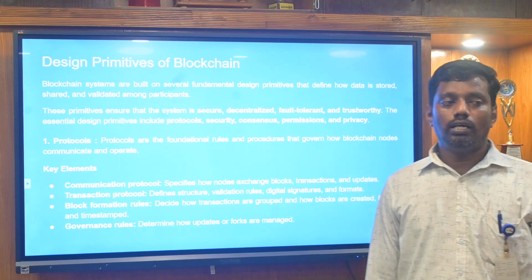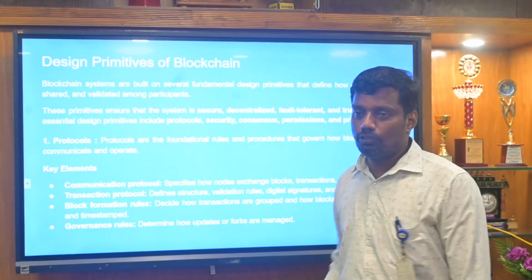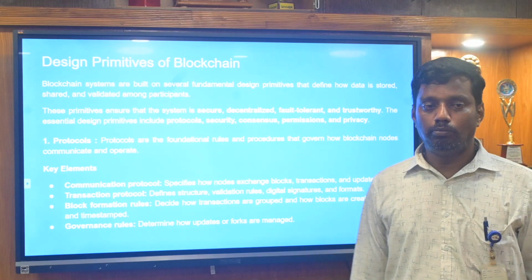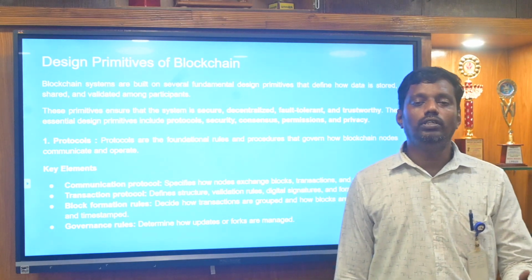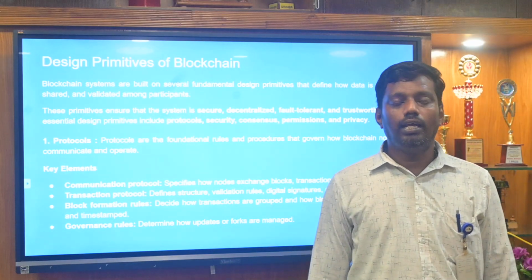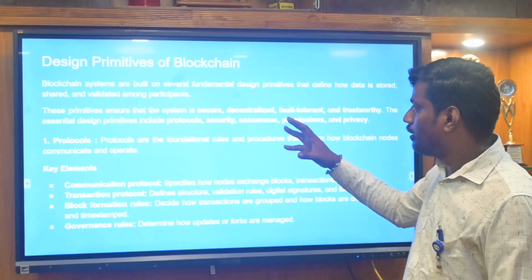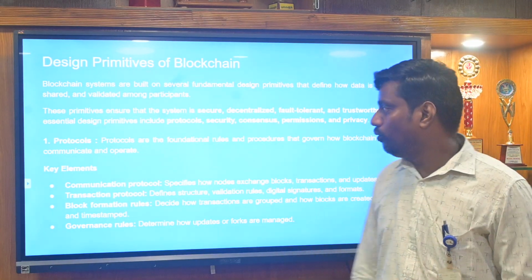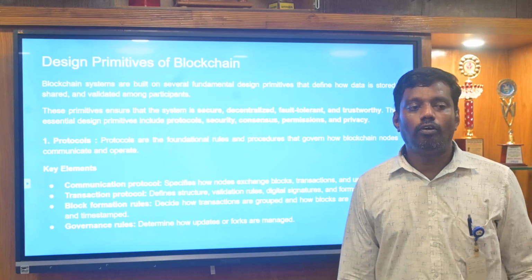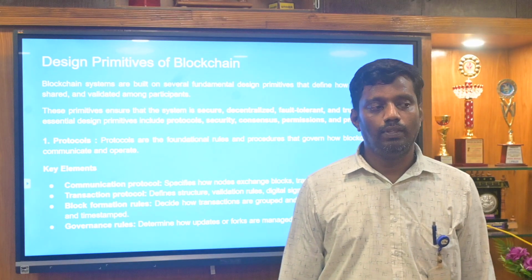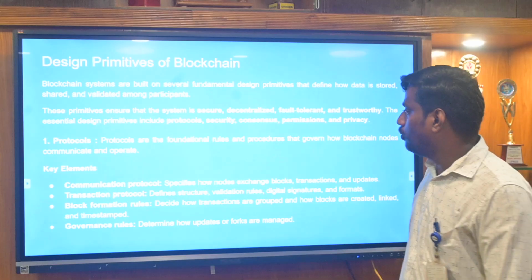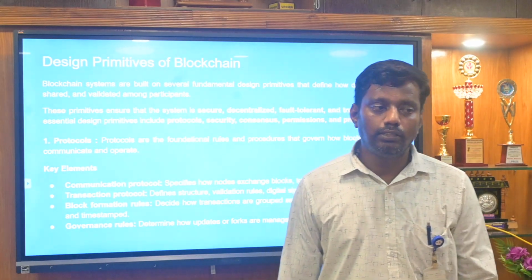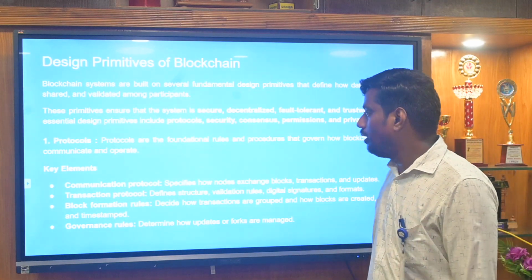So we will see about the design primitives of the blockchain. The blockchain systems are built on several fundamental design primitives that define how the data is stored, shared and validated among the various participants. Next, these primitives ensure that the system is secure as well as decentralized, fault tolerant and trustworthy. The essential design primitives include protocols, security, consensus mechanisms, permissions and privacy.